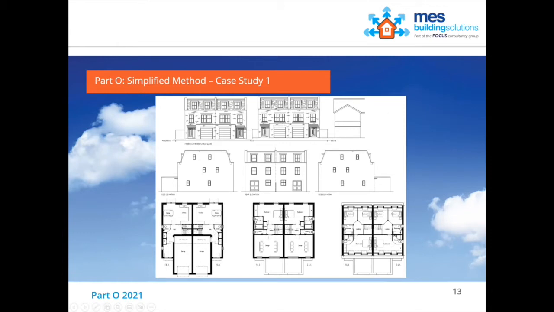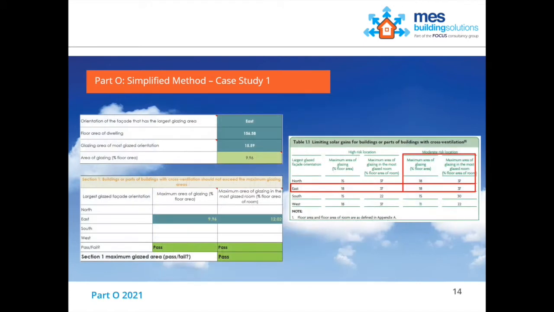And actually, you'd look at these and you wouldn't think there's a shortage of glazing on these. They don't look underglazed. They look like they've got a reasonable amount of openings both on the front and the rear elevations. But actually, as we can see, the site faces east-west. The largest glazed area actually faces east. That's the rear elevations because they've got those French windows on.